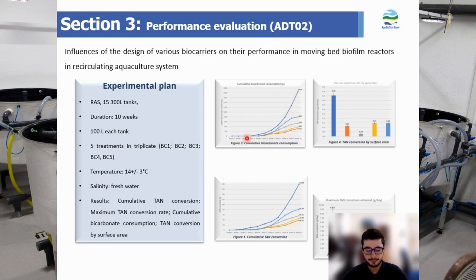As you can see from the graph, biocarrier 1 was tested as the best biocarrier to transform nitrogen, and all the other ones showed less performance on the conversion.